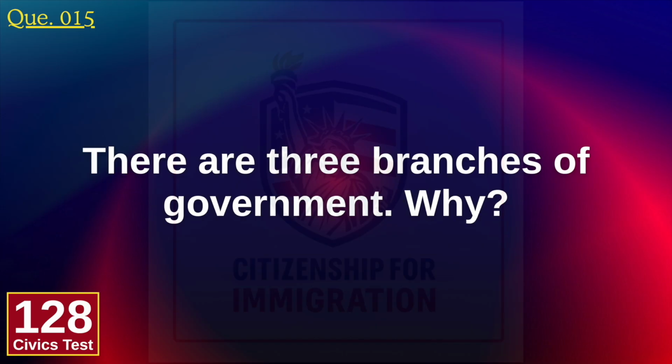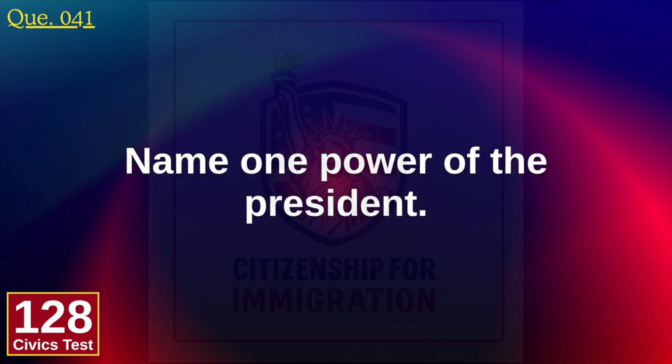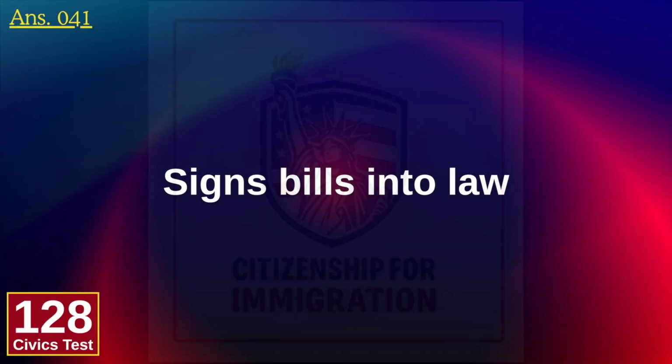There are 3 branches of government. Why? Checks and balances. Name one power of the President. Signs bills into law.